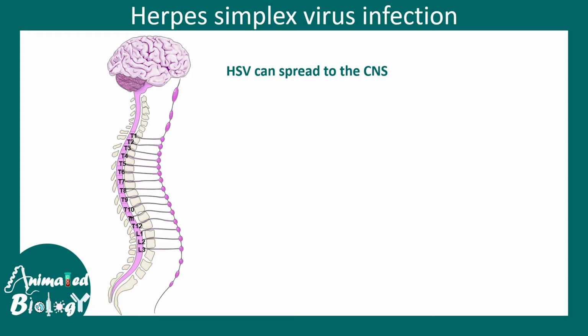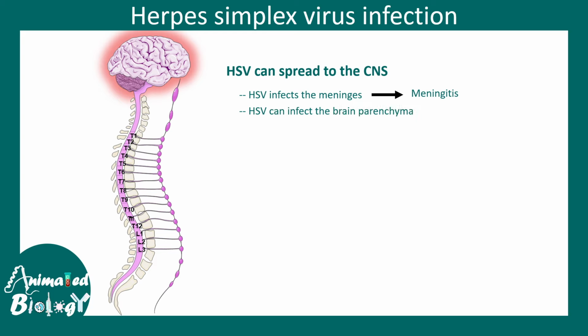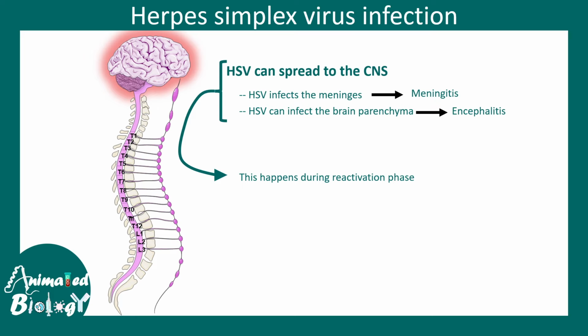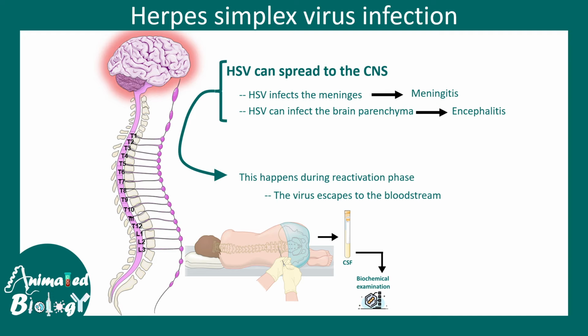Now let's talk about herpes infection in the brain. Herpes simplex virus can spread to the CNS and lead to inflammation in the brain. So the meninges can get affected, causing meningitis. Also, the brain parenchyma can get inflamed, causing encephalitis. And both of these happen during the reactivation phase, and we have to learn what the reactivation phase is. So let's slowly transition to the virus life cycle. Anyway, the virus escapes to the bloodstream at the reactivation phase. They can cross the blood-brain barrier and eventually affect the brain parenchyma or the meninges. So CSF examination could be a good diagnostic tool to understand CNS infection in herpes.